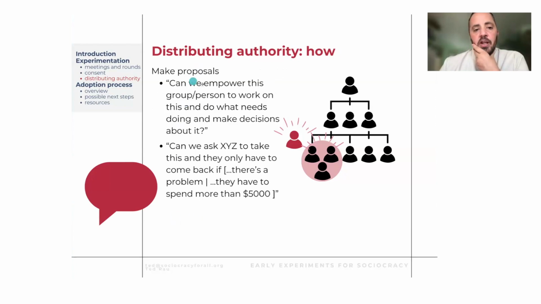So this is basically what I just said. Can we empower this person to work on this and do what needs doing and make decisions about it and so on? Or we can also create a somewhat arbitrary boundary, like say they only come back if there's a problem that's a little squishy, or a certain threshold, right? And some of that happens in hierarchical organizations, and yet we always know that our boss could override us, but some of that does, of course, happen.